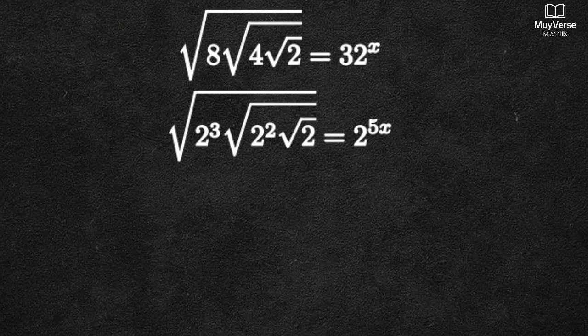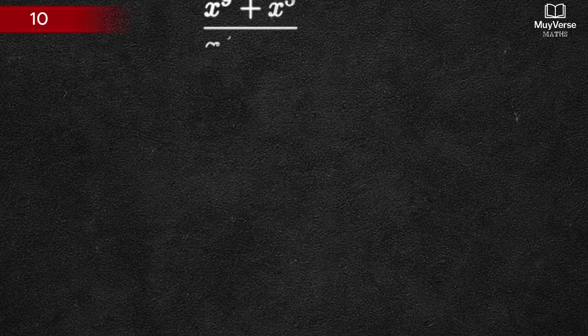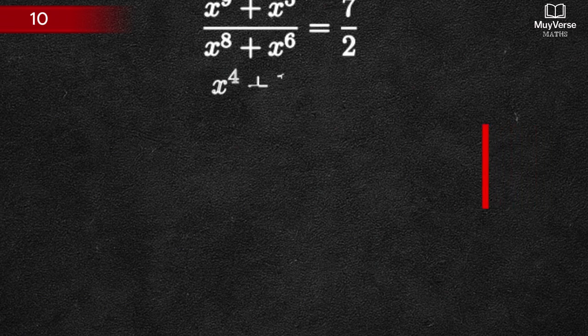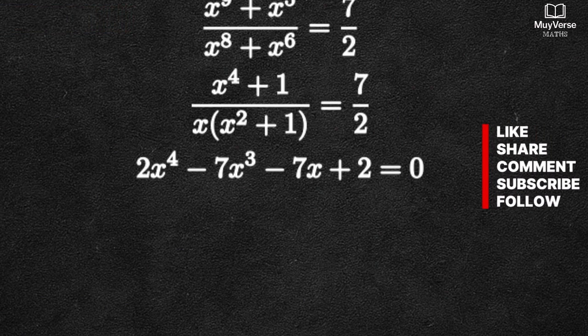Now, simplify a nested radical. Here is the expression. Simplify the inner root using a plus b root 3. Simplify the outer root the same way. Here is the final result.